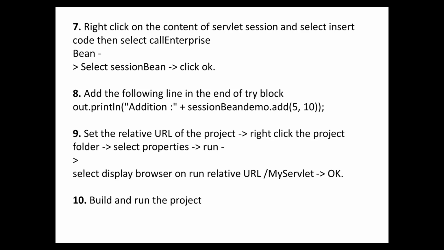Then set the relevant URL of the project, right click on the project folder, select Properties and run it. Once it runs, it displays in the browser with the relative URL of my servlet. Then build and run the project. So this is the step. Don't worry about these steps.